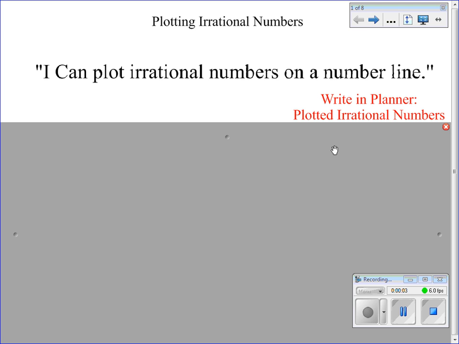Okay, we're going to go ahead and get started on our third video, which is plotting irrational numbers on a number line. So the whole goal by the end of this, you should be able to do very similar to what we did yesterday with plotting rational numbers. The only difference will be that we will be plotting irrational numbers. Okay, so let's get started.